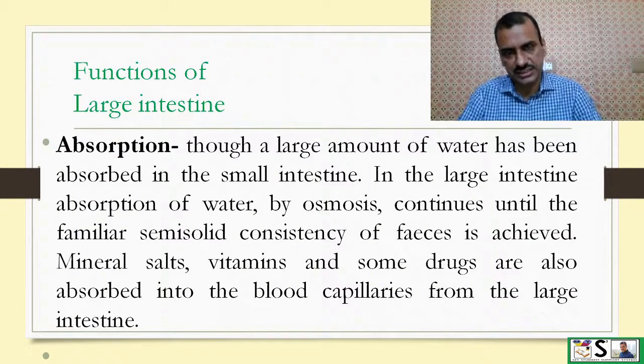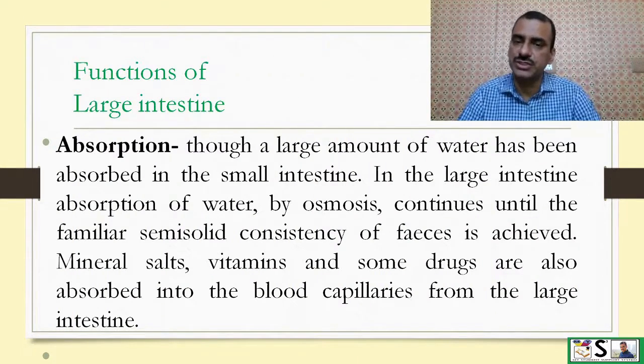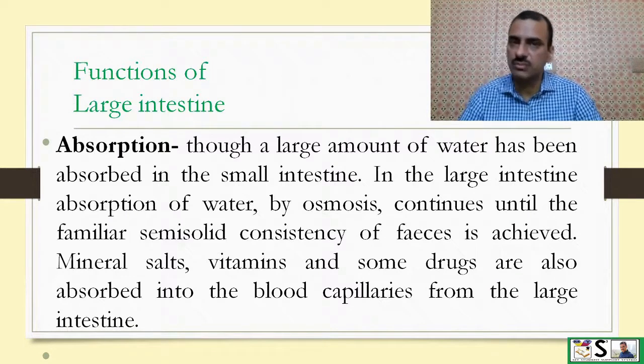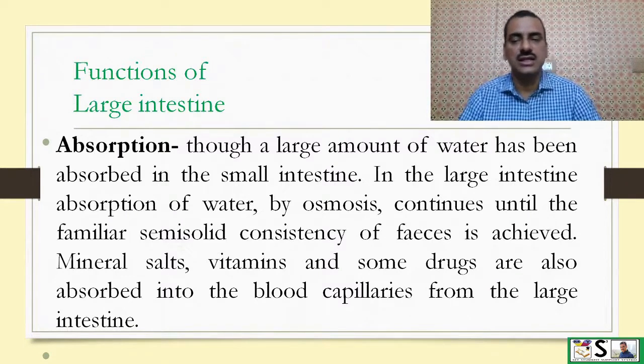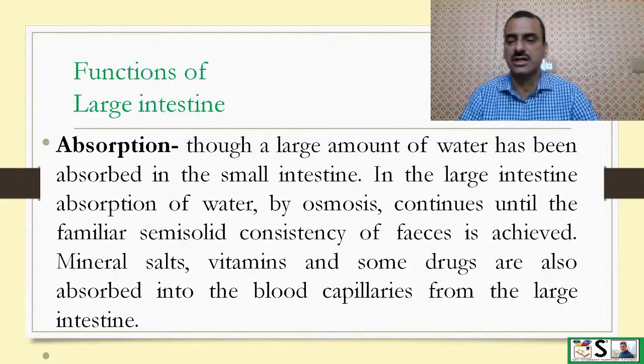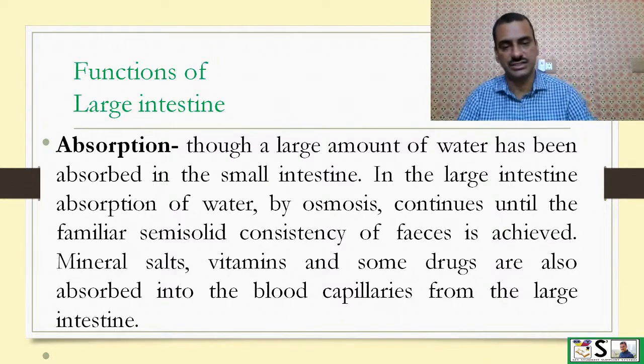Functions of the large intestine. First function is absorption. Though a large amount of water has been absorbed in the small intestine, in the large intestine absorption of water by osmosis continues until the familiar semi-solid consistency of feces is achieved. Mineral salts, vitamins and some drugs are also absorbed into the blood capillaries in the large intestine.